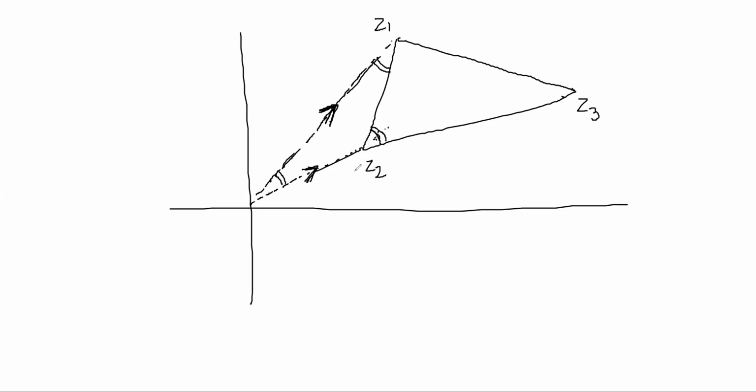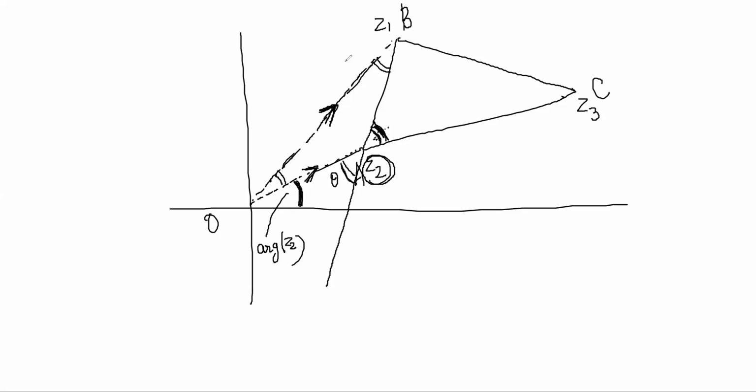In this triangle, let's label it A, B, C, O, right? So if you extend it here, this angle is what we want, right? So this is the same as this, right? Vertically opposite, right? And this angle is the argument of Z2, no? This is arg Z2, right? And this is theta that we want.